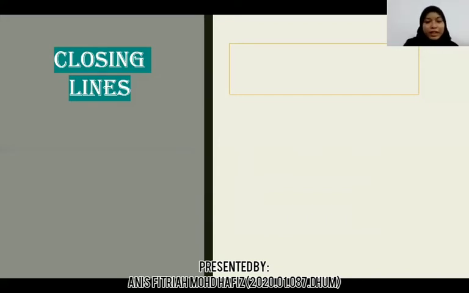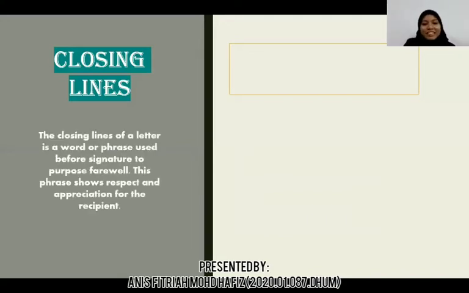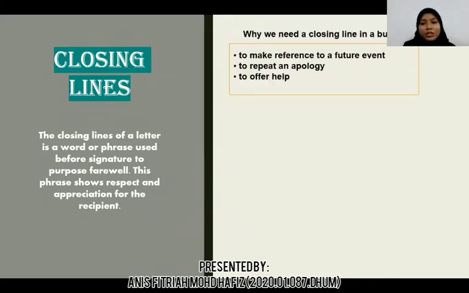Okay, today I will present about closing lines. The closing line of a letter is a word of praise used before the signature to express farewell. This phrase shows respect and appreciation for the recipient. Why do we need a closing line in a business letter? To make reference to a future event, to repeat an apology, and to offer help.